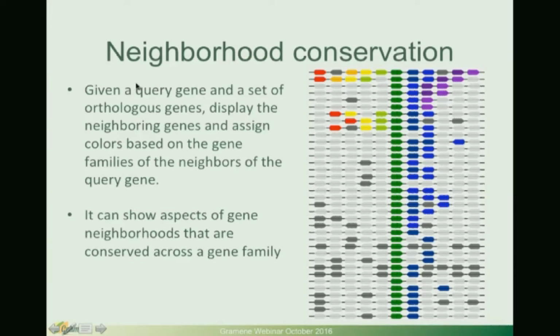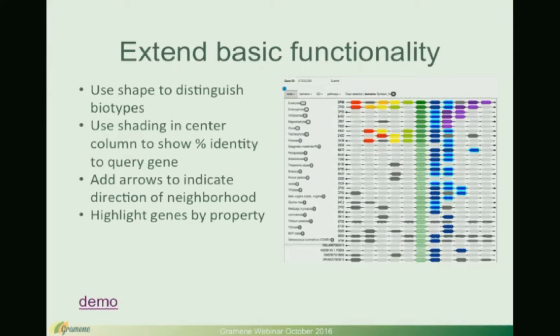You can also adjust the size of the neighborhood from the current default of 5 up to, say, 20 genes on either side. So in our second hackathon, we focused on making improvements to this, to make it more useful and easily interpreted. So we're using different shapes to distinguish the biotypes. We have protein coding genes, non-coding genes, and pseudogenes that get special treatment so you can distinguish them in the view. We also use shading in the center column to show the percent identity relative to the query gene.